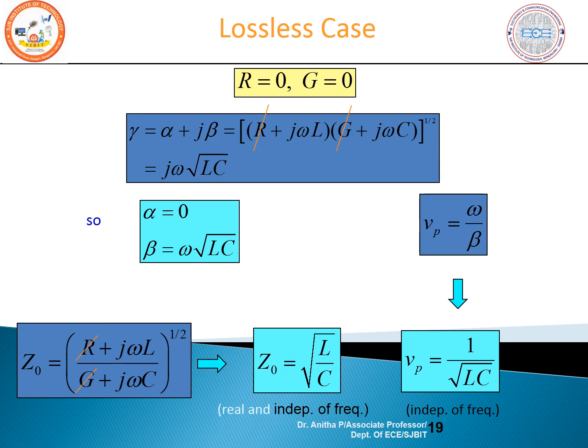In the same manner, if I want to determine the characteristic impedance, substituting R and G as 0, we are left with square root of L by C. It is independent of frequency. It is only a real value in the case of a lossless line. So this is about transmission line analysis, the governing equation, followed by a few solutions of the governing equation, voltage and current, and characteristic impedance derivation, then deriving the same for the lossless case. Thank you.